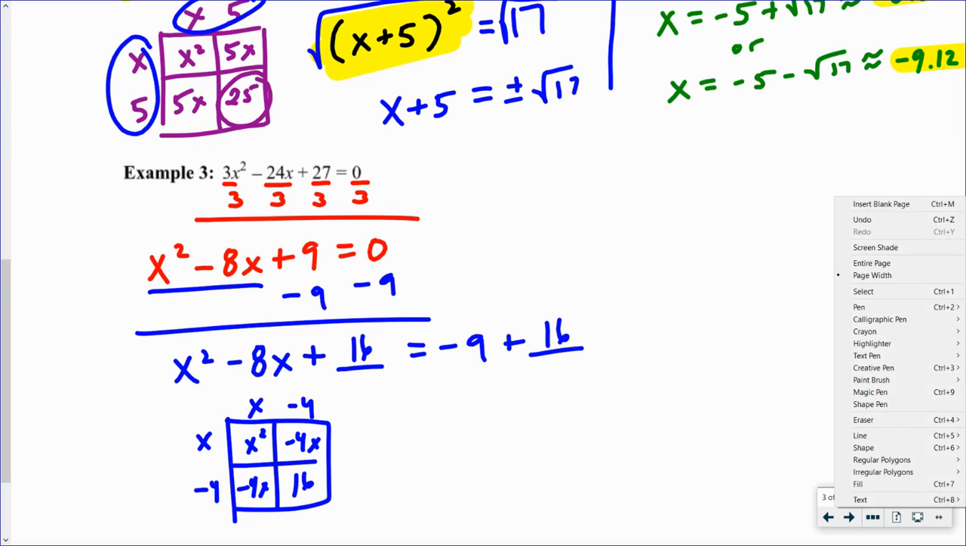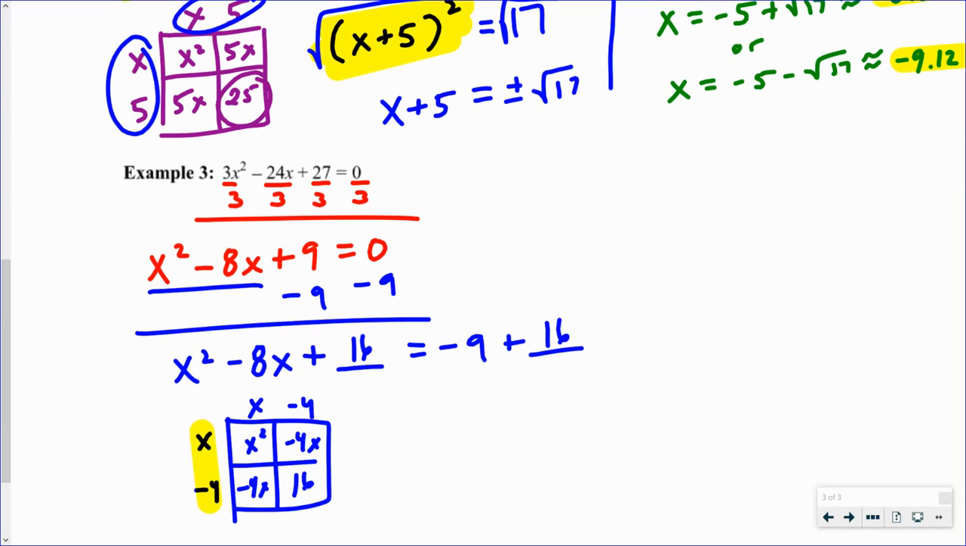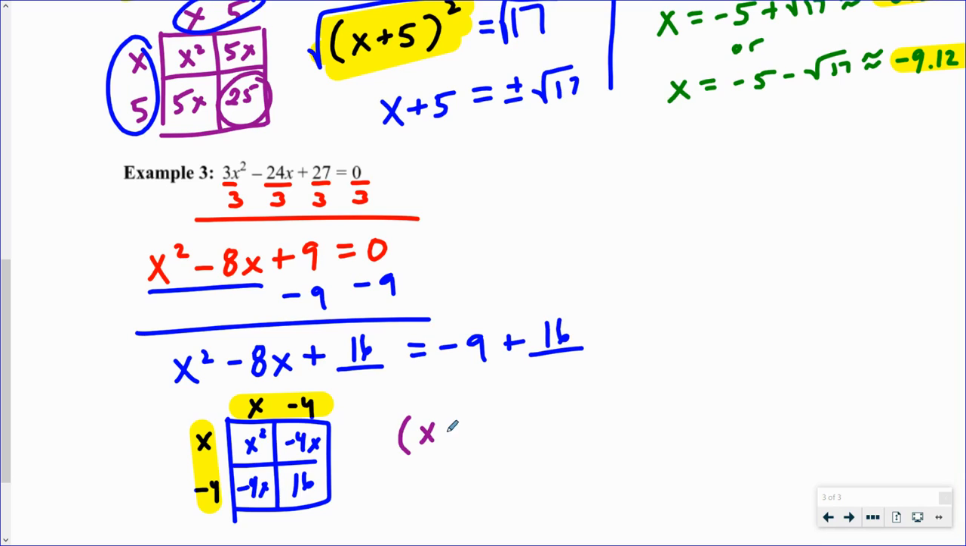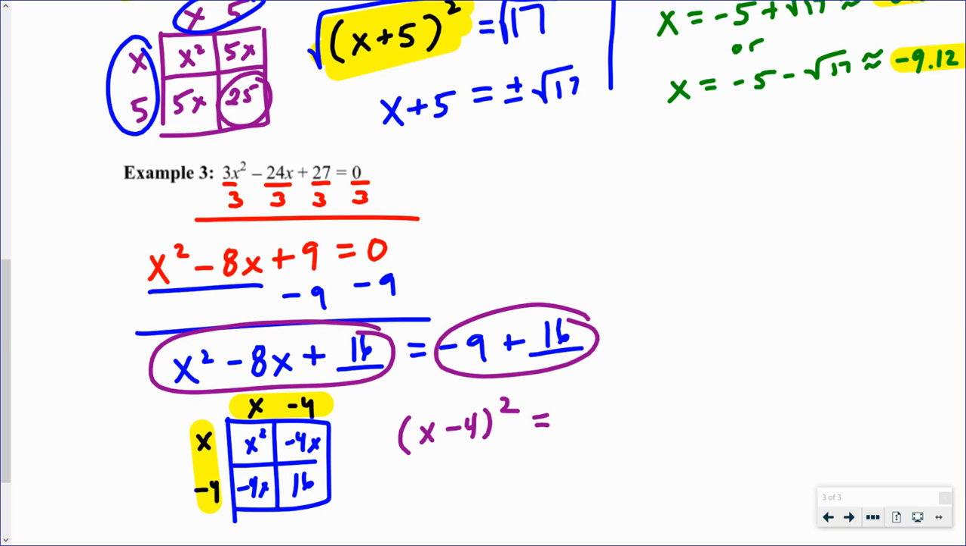So like I had mentioned before, the area model gives you your factors. So x minus 4 times x minus 4 is x minus 4 squared, which again is just a factored form of x squared minus 8x plus 16. And that is going to equal -9 plus 16. So that would be positive 7.